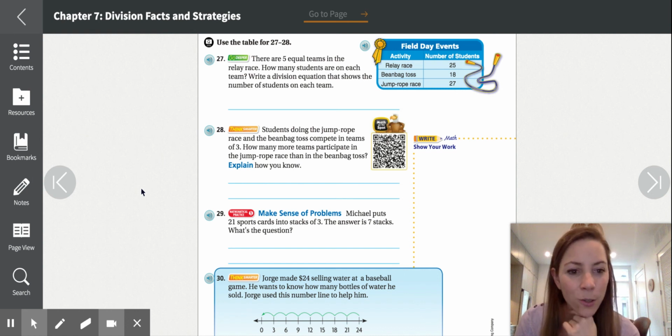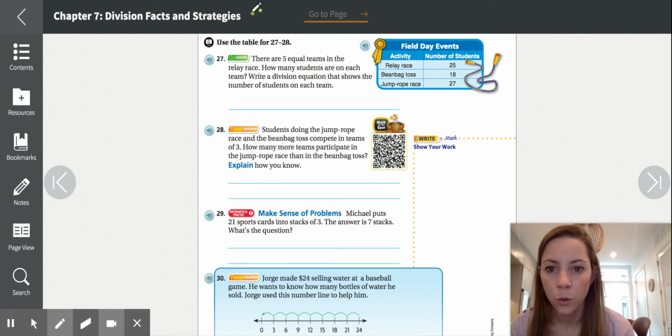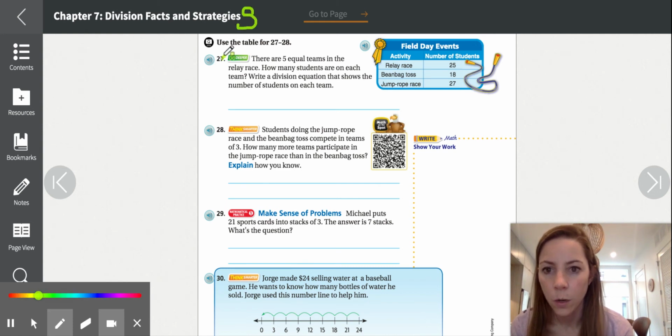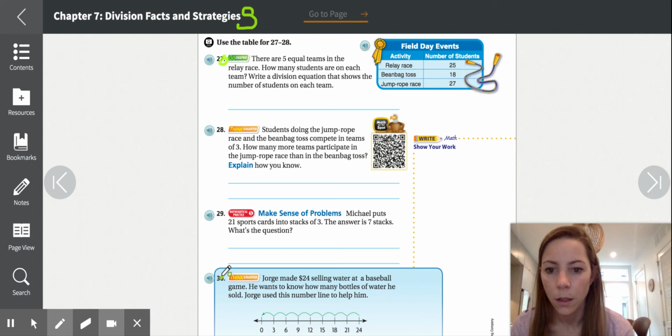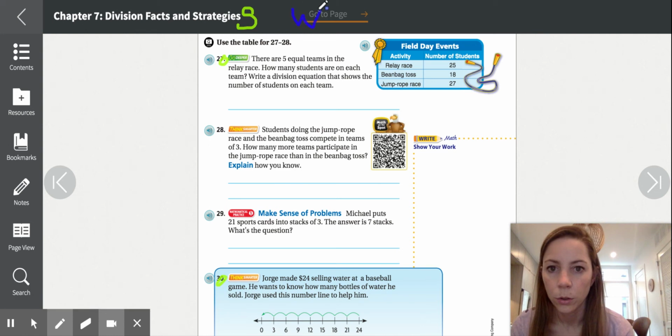Hi guys, we're still doing 7.4. We're on the last page, the problem solving page. Second Cities, I want you to do 27 and 30. Windy Cities, I'd like you to do 28 and 29.